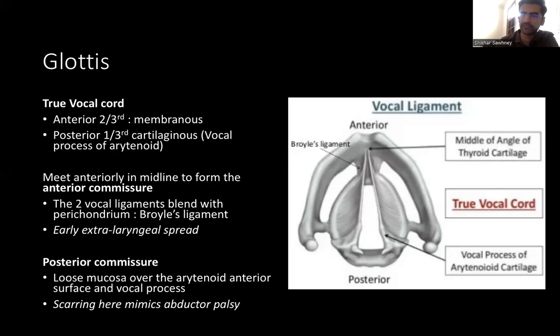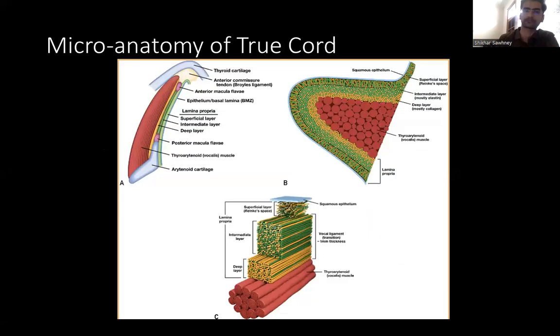Posterior commissure refers to the loose mucosa that is present on the anterior surface of the arytenoids, as well as the vocal process of the arytenoids. This is clinically significant because any trauma due to intubation or due to external trauma may lead to scarring in this area, and that would prevent abduction of the cords. And this condition mimics a bilateral abductor cord palsy, and this needs to be kept in mind.